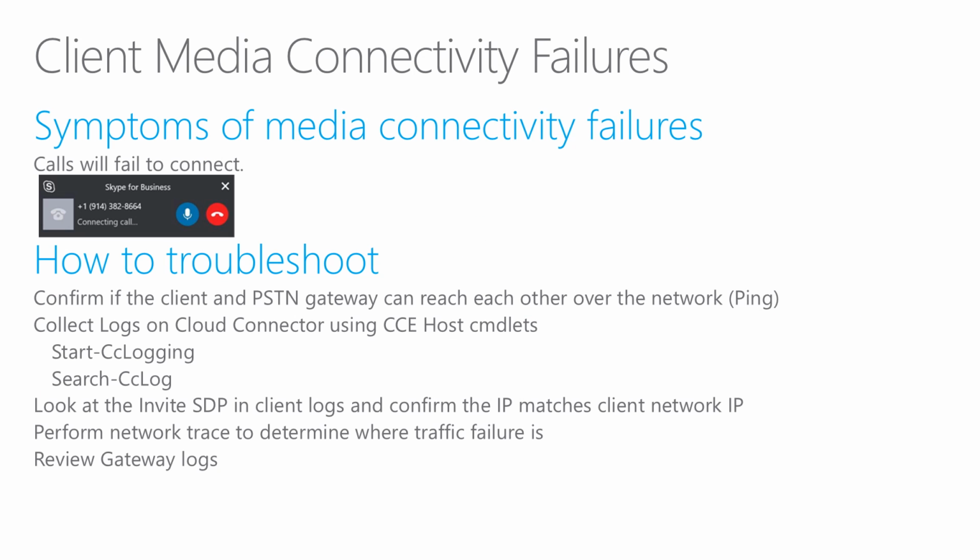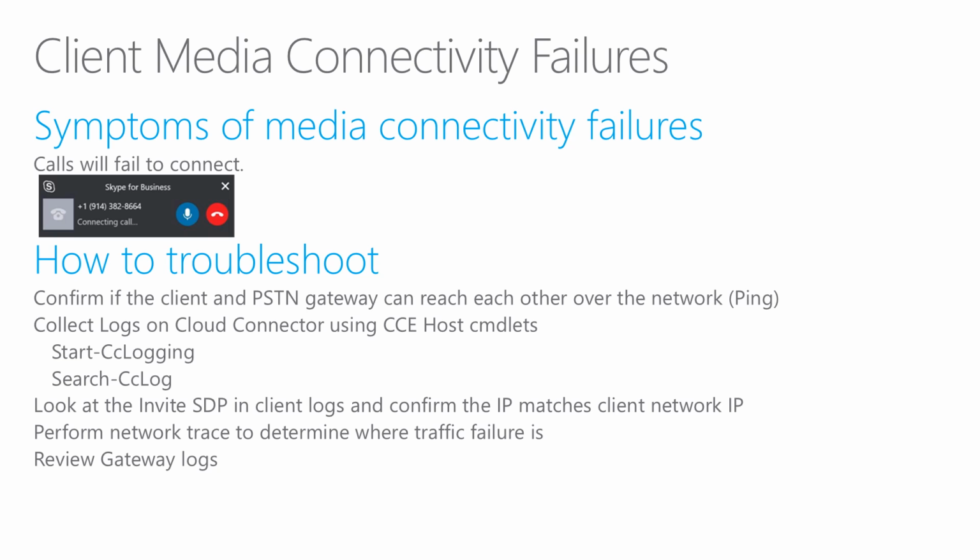Client media connectivity failures. You've implemented media bypass, and now some of your clients are having call failures. What is a symptom of a media connectivity failure? Well, in this case, the call rings, but the client shows connecting call, and it fails to connect, and neither party can hear each other. This indicates that the client's able to get signaling through the mediation server, but that the media that's bypassing the mediation server is failing to connect to the PSTN gateway.